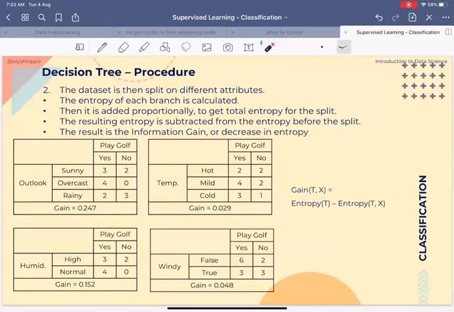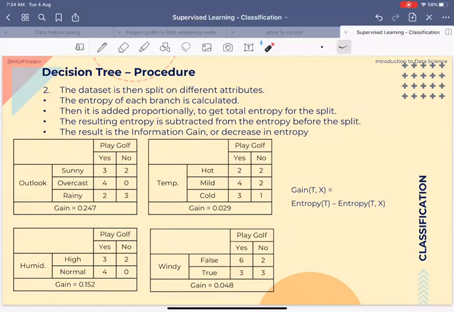So we'll find the entropy of playing golf with respect to outlook, with respect to temperature, with respect to humidity, and with respect to wind. And for each case, as we had done for sunny, overcast, and rainy, we'll divide the data. With playing golf, if we are looking at temperature, hot is 2.2, mild is 4.2, cold is 3.1. Then playing golf with respect to humidity, it is 3.4 and 6.1. Playing golf with respect to windy, it is 6.2 and 3.3.